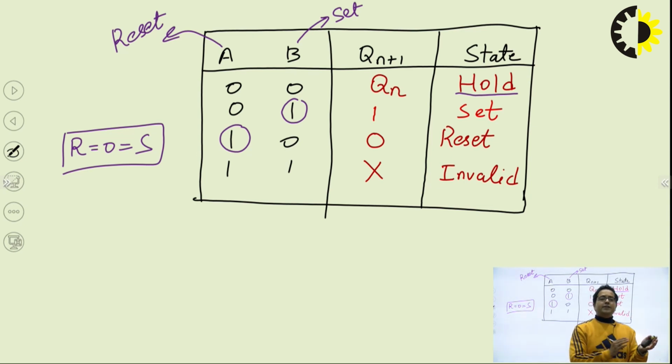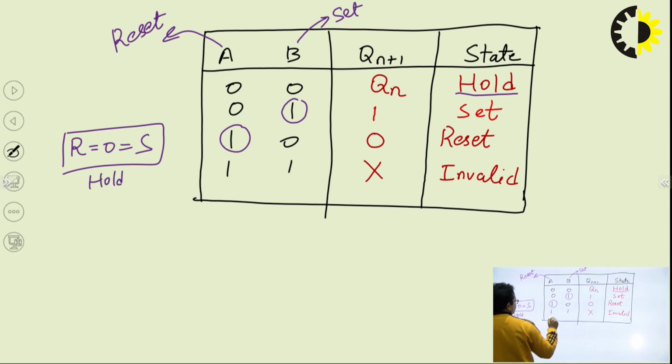So if it is waiting for the input to be given, it will hold the past value, because based upon some time your latch must be having some output. So that output will be continued at present also. So that is your hold state.